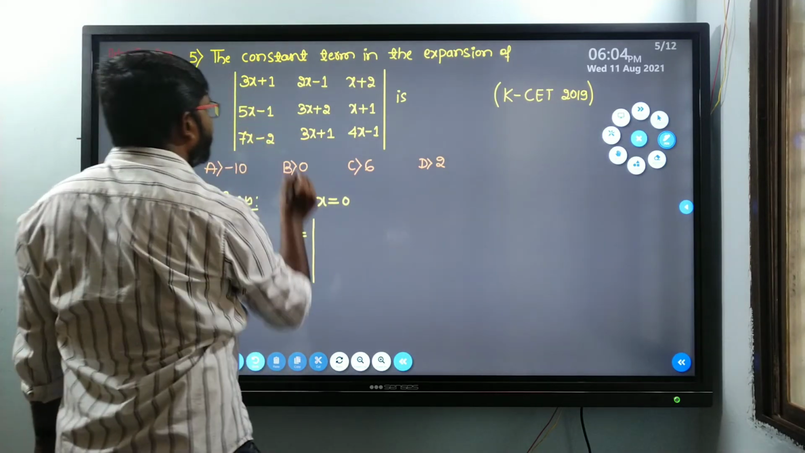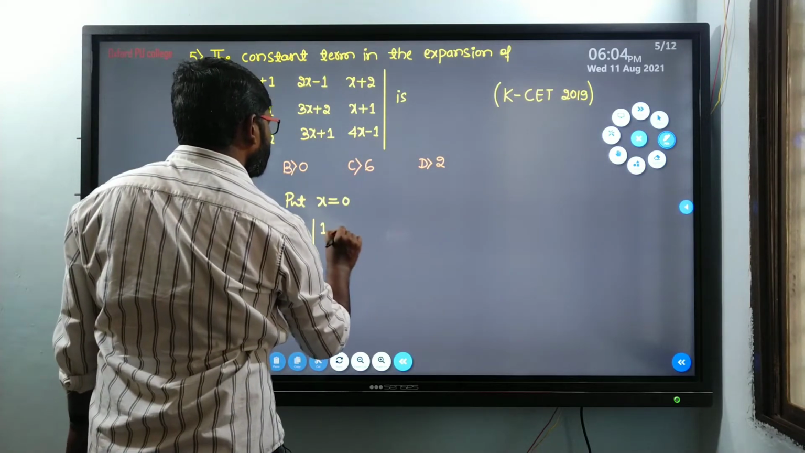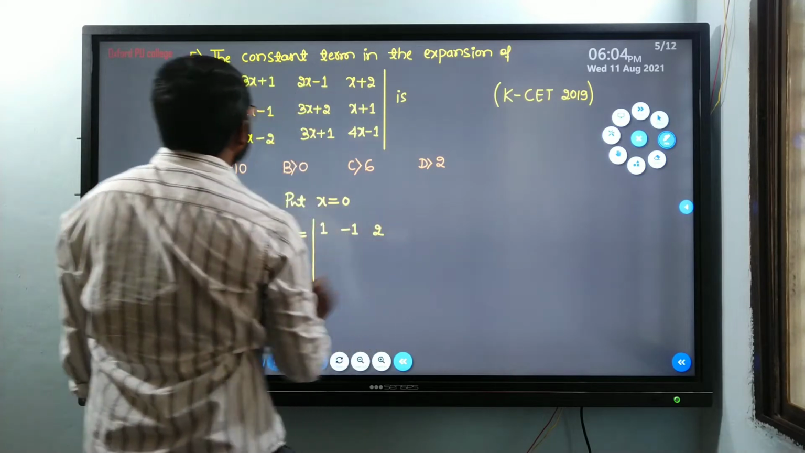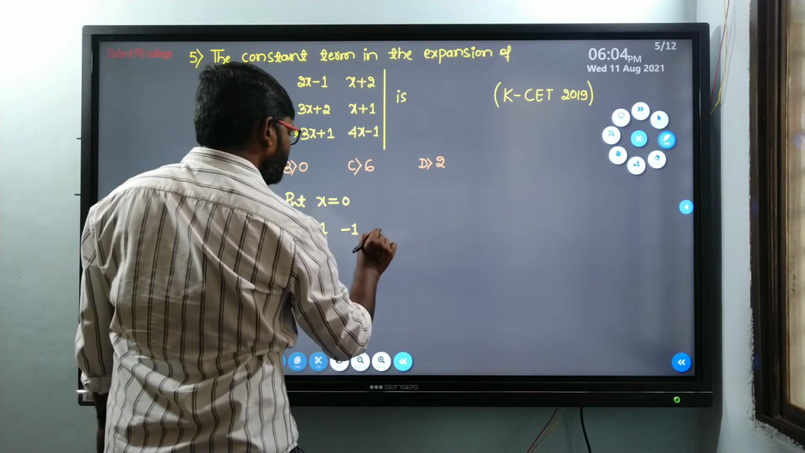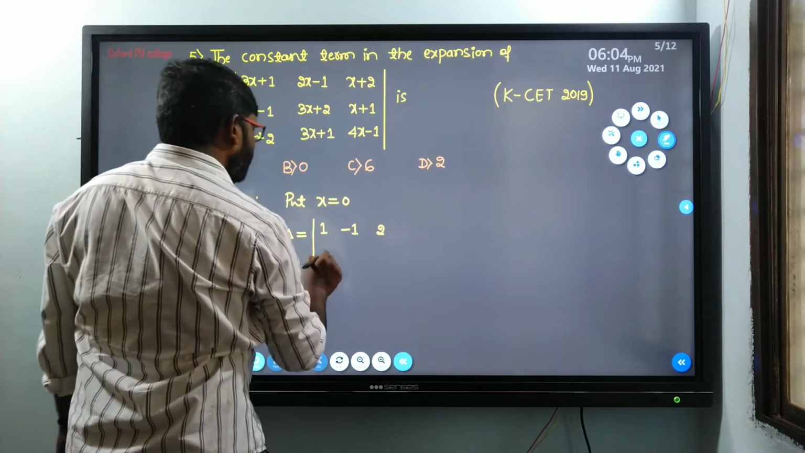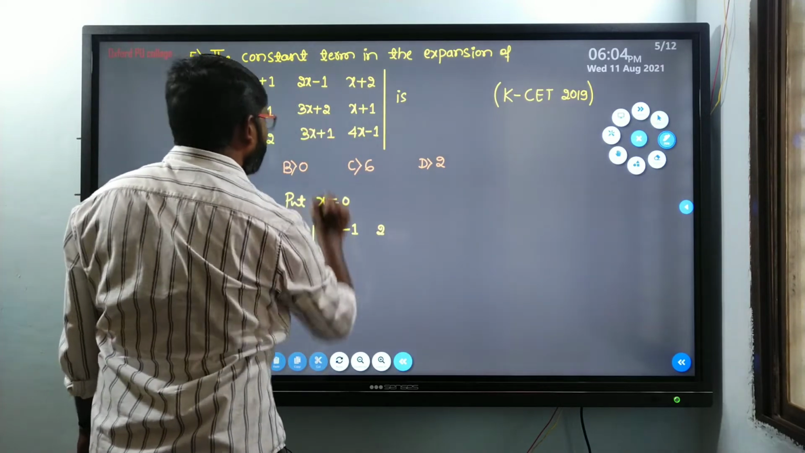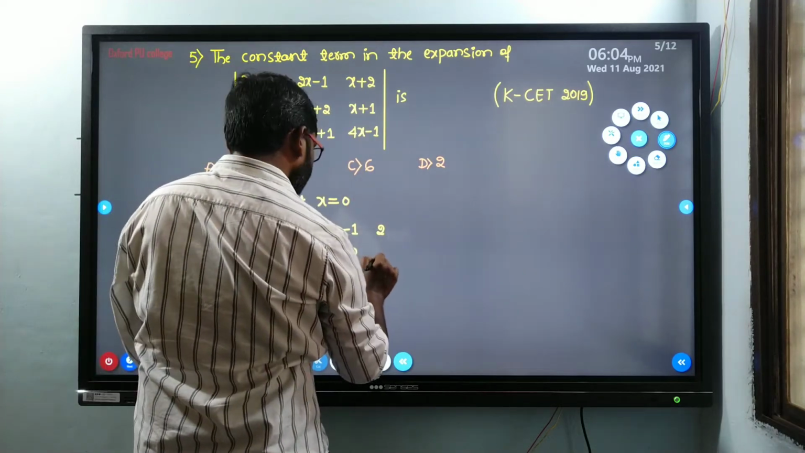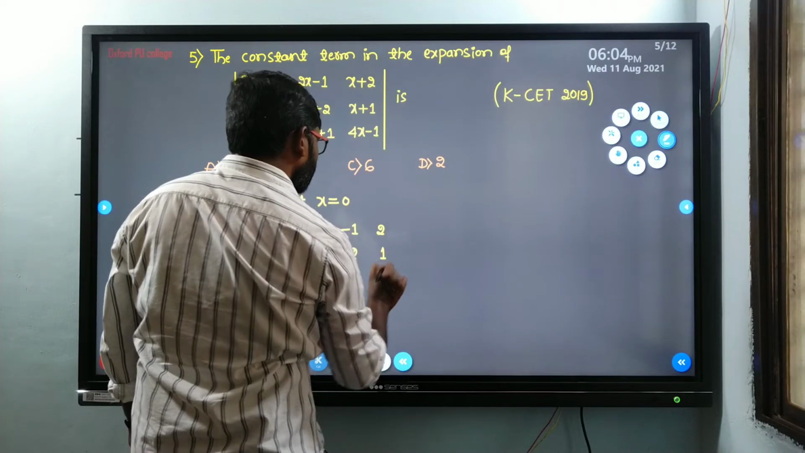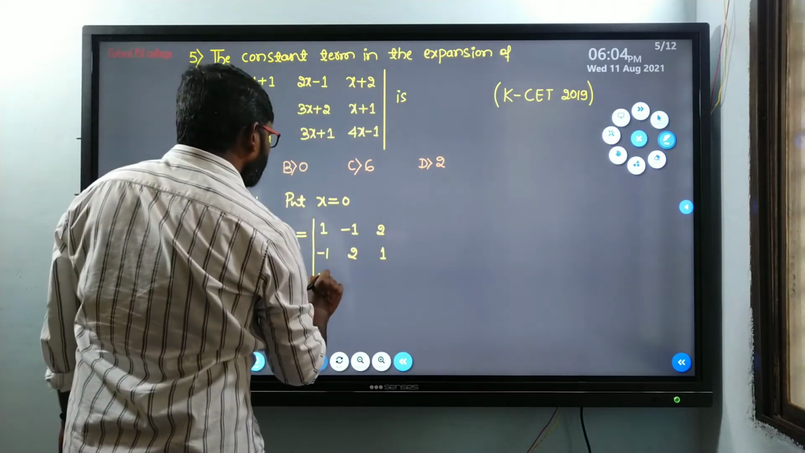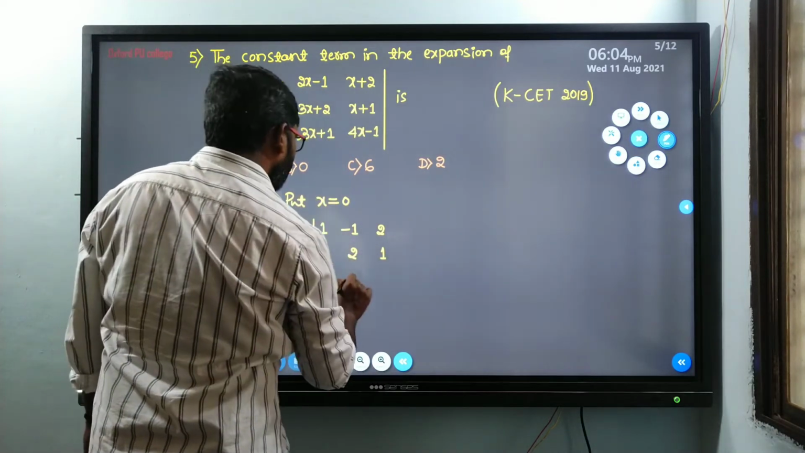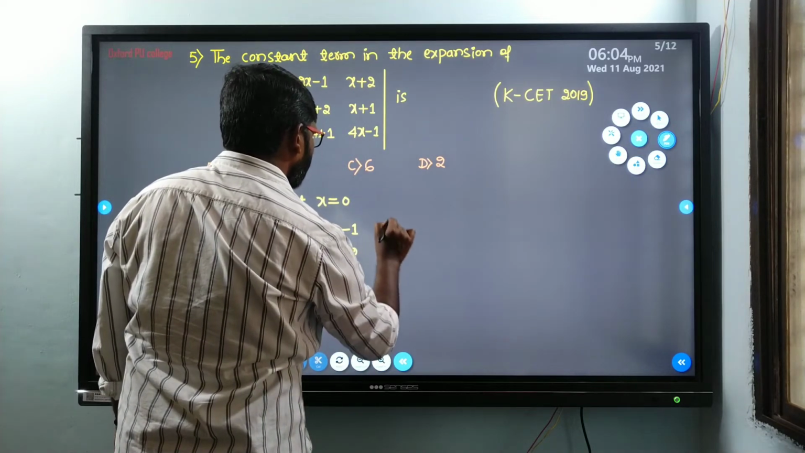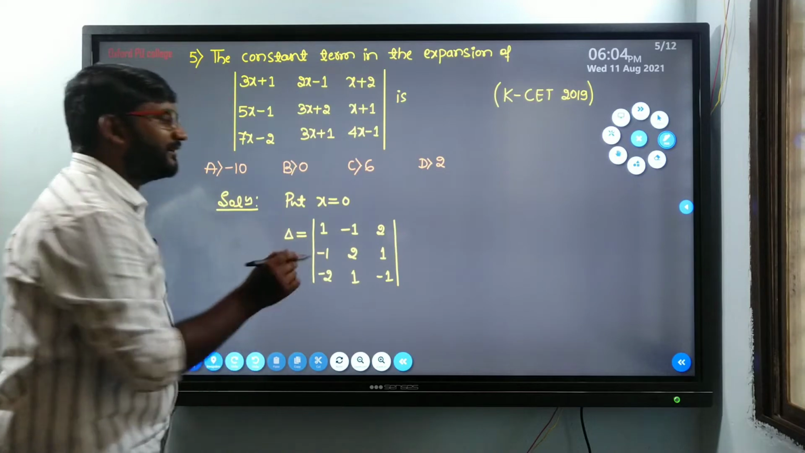So 0 means we get 1, minus 1, then here 2, then here we get minus 1, then here we get 2, then here we get 1, then here we get minus 2, here we have 1, and then here it is minus 1. So now we will have to expand this determinant.